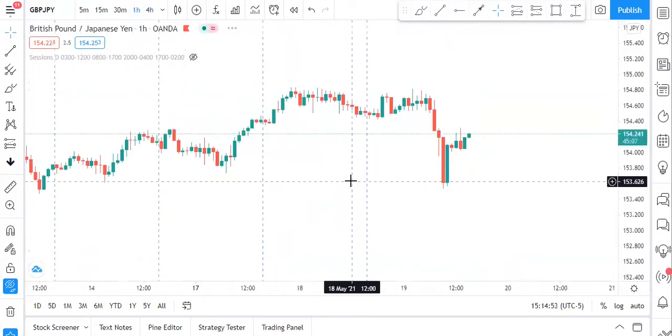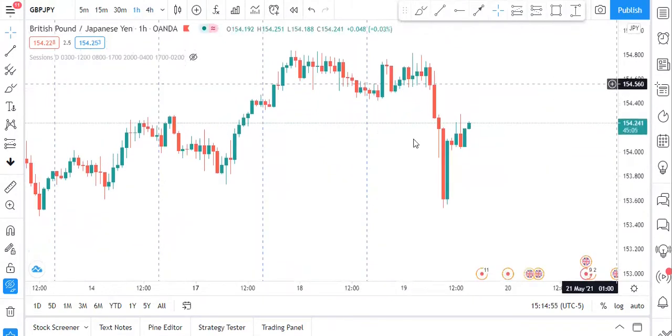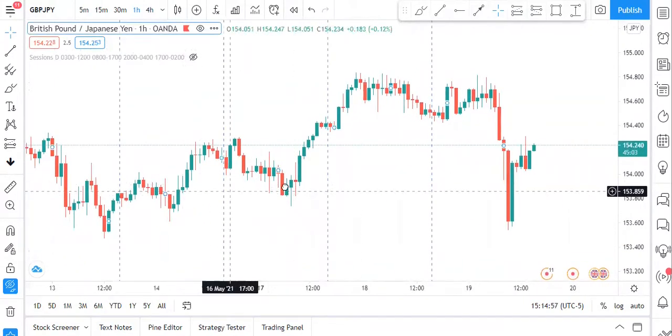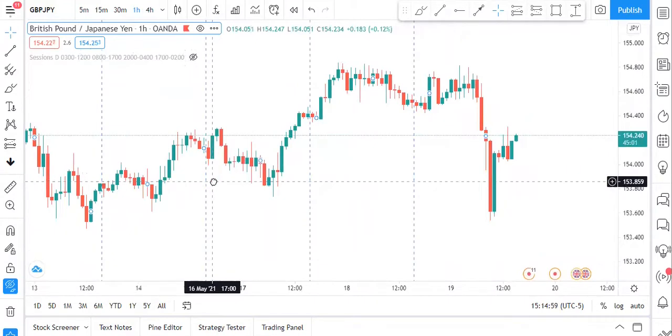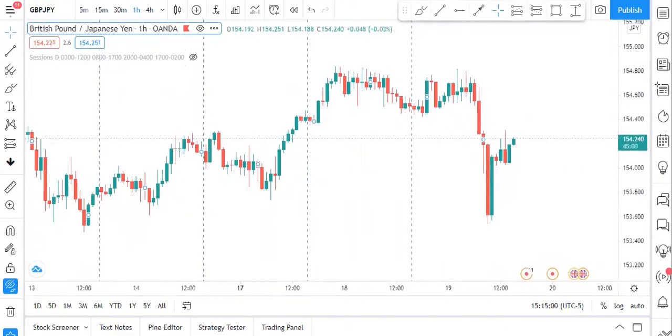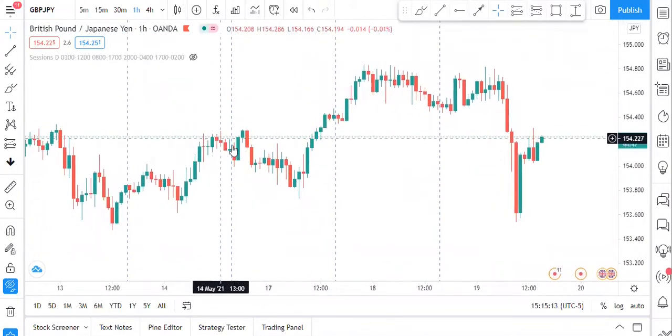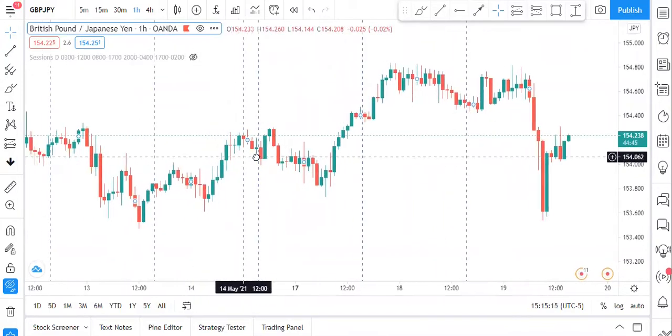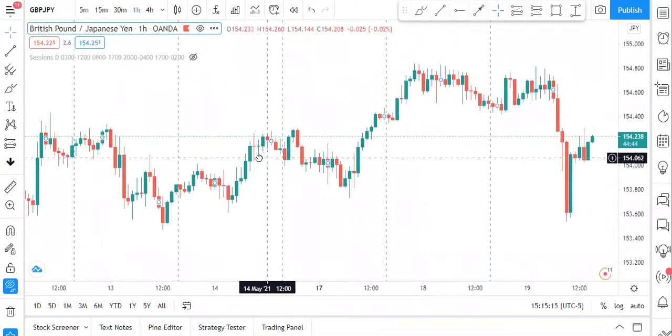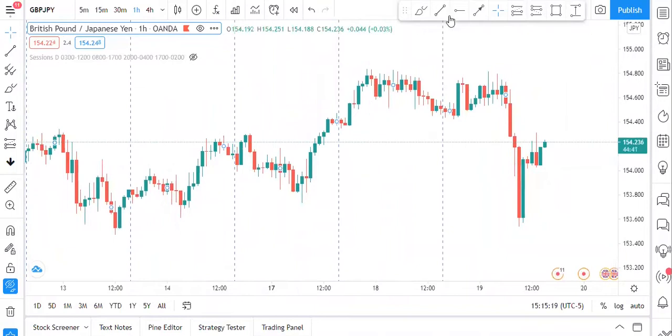I call them bases. So most of the time, price is gonna be making bases. As you can see, a base is basically like a square, like a rectangle, in which price is gonna be stuck ranging and accumulating orders before it makes a push up or down.